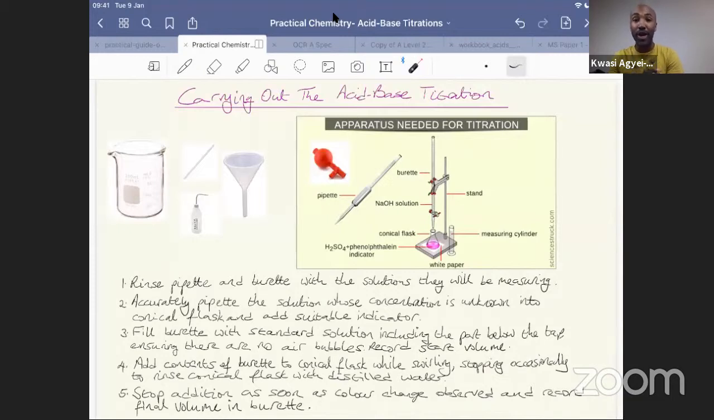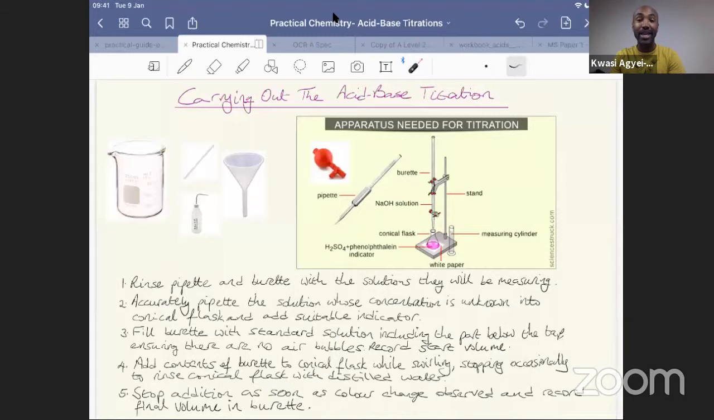You're going to rinse your burette with sodium hydroxide because you're going to be filling it with sodium hydroxide. Once you've done that, you need to make sure that the bit below the tap of your burette is also filled with sodium hydroxide. It is important that you ensure there are no air bubbles at all. If there are, you need to drain your burette and get rid of that air bubble.